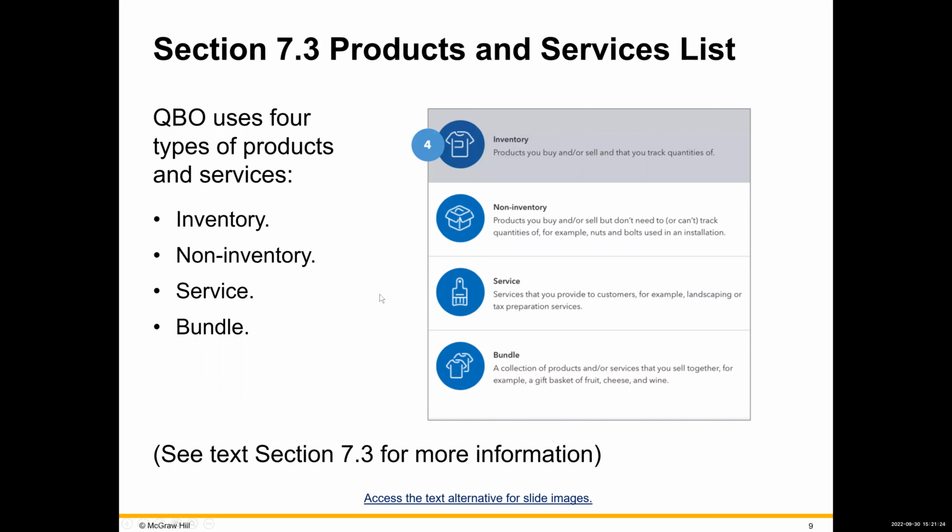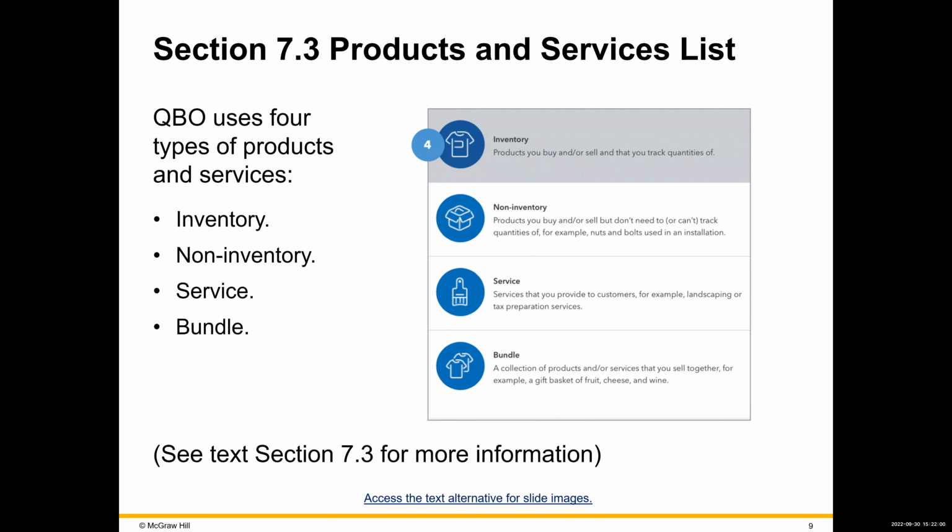Now, the first thing you have to do is determine what we are entering in the products and services list. Of course, if it's a service, we're going to choose service, right? I think we've already done that. But this time we're going to be putting in inventory items, and so we're going to be clicking on this one. What is inventory? Those are the products that you buy and sell, and that you track the quantities. You track them coming in, and you track them going out. It's kind of like a perpetual system that you learned in Accounting 4A.